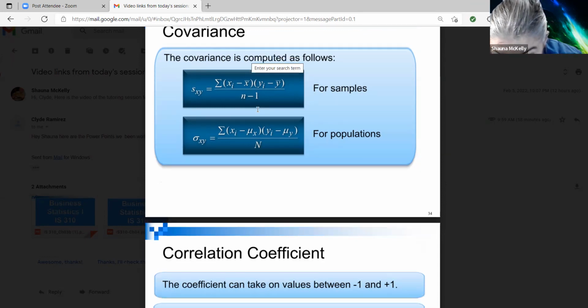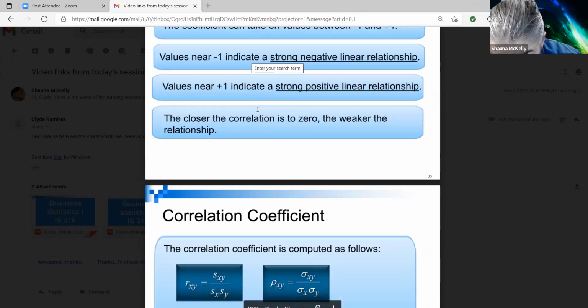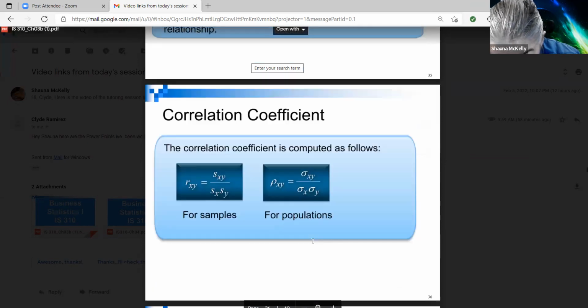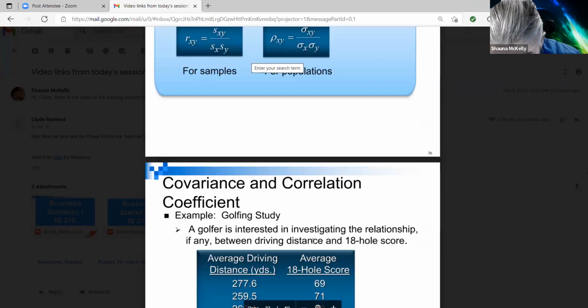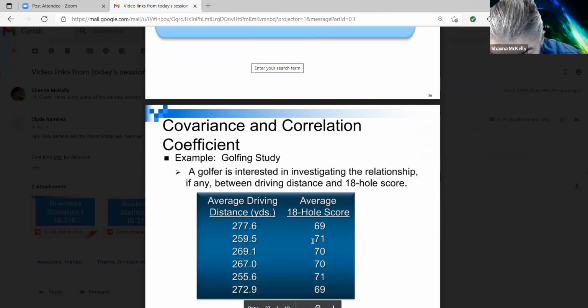Okay, and this is related to the correlation coefficient, which looks very similar to that. And here you have the sum of xy divided by the sum of x times y, and if it's populations, it turns to sigma. So here, this gives you covariance and the correlation coefficient.